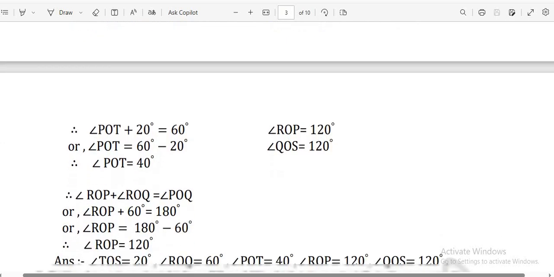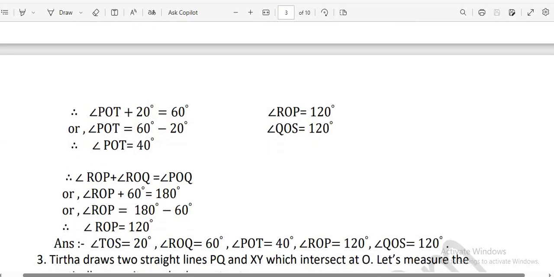Again we know angle ROP plus angle ROQ is equal to angle POQ, or angle ROP plus 60 degrees is equal to 180 degrees, or angle ROP is equal to 180 degrees minus 60 degrees, which is 120 degrees. Therefore angle ROP is equal to 120 degrees.